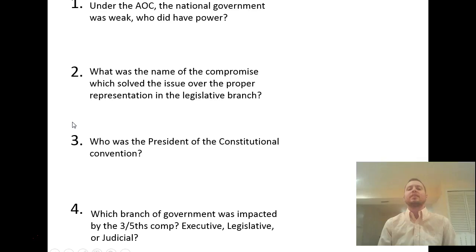Number 3, who was the president of the Constitutional Convention? George Washington. Didn't participate a lot, but lent his enormous prestige.